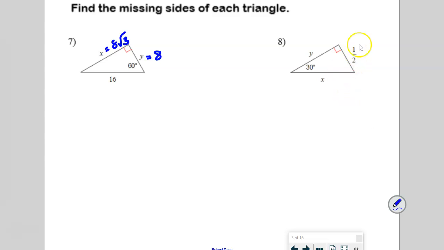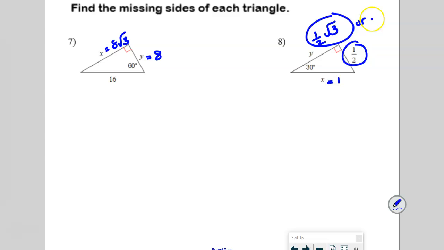And then this last one's a little strange. The little leg is 1/2. And then the hypotenuse is going to be that guy times 2. So if you think about 1/2 times 2, that's going to be a 1. And then the medium leg is this little guy times the square root of 3. I actually don't mind this as an answer.